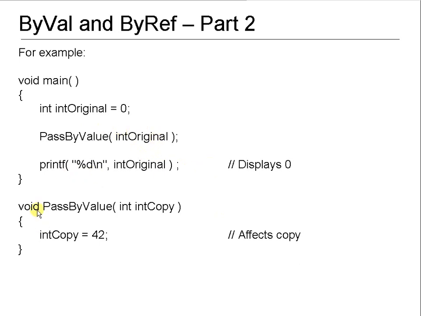Now, in my pass by value subroutine, this variable right here is a copy of the original. So the value inside it is a copy. Now I can change that copy. I can do whatever I want to it. But as soon as that procedure is done, that copy gets thrown away, and the original is unaffected. And when I print, I still get 0.